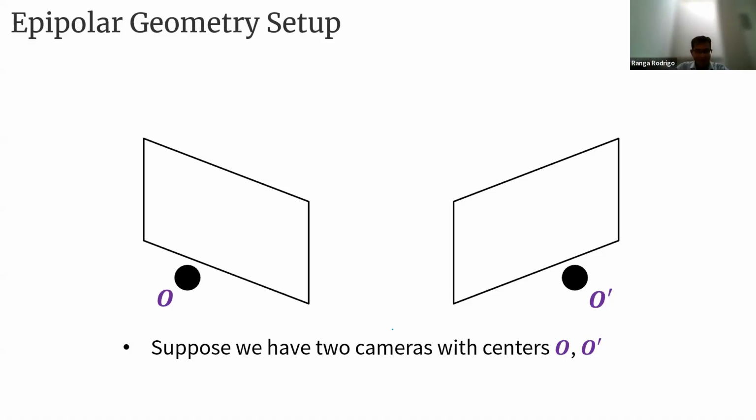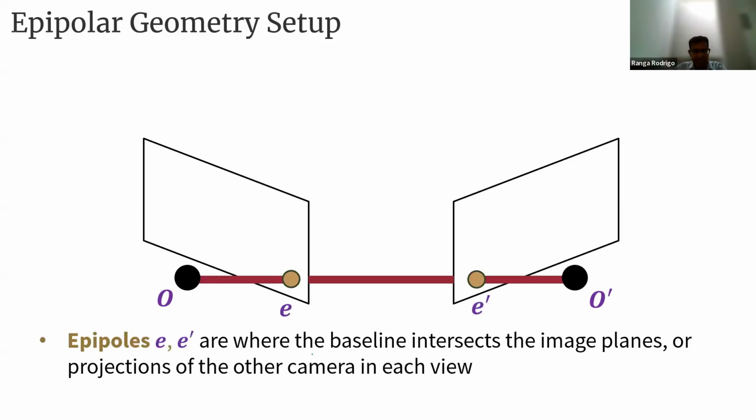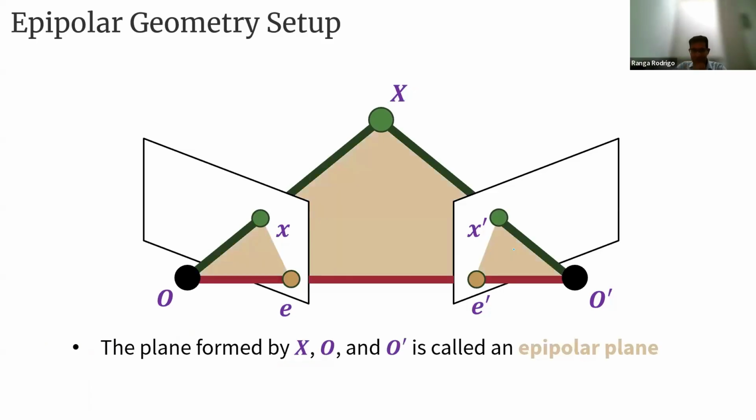Okay, so you can see O and O prime. O is the center of the first camera. O prime is the center of the second camera. The line that joins these two centers is called the baseline, the line connecting the two origins. Epipoles are where the baseline intersects the image plane, or the projections of the camera in each of the views. Consider a point X, capital X, with projections small x and small x prime. The plane joining O, O prime and capital X is known as the epipolar plane.